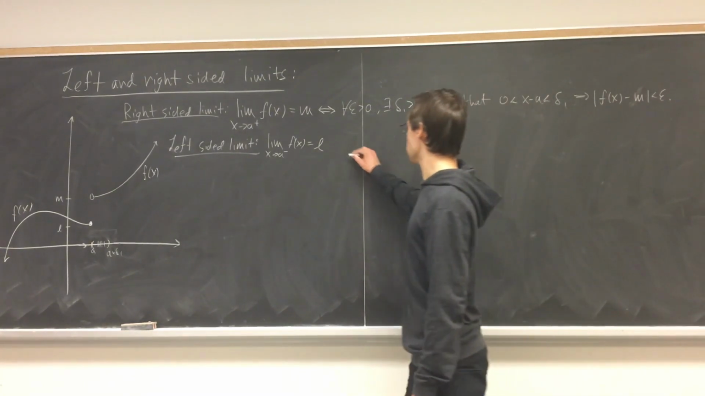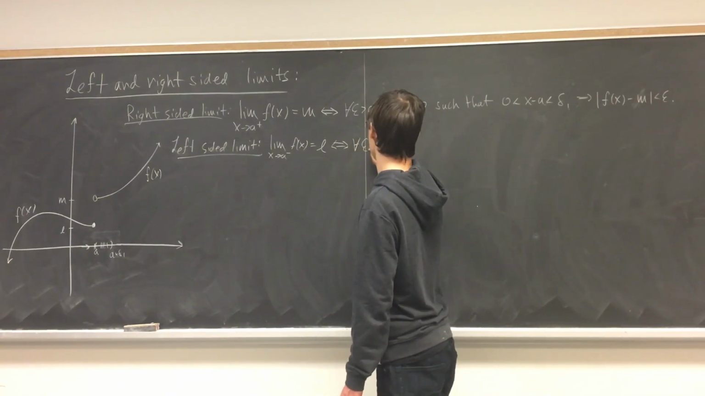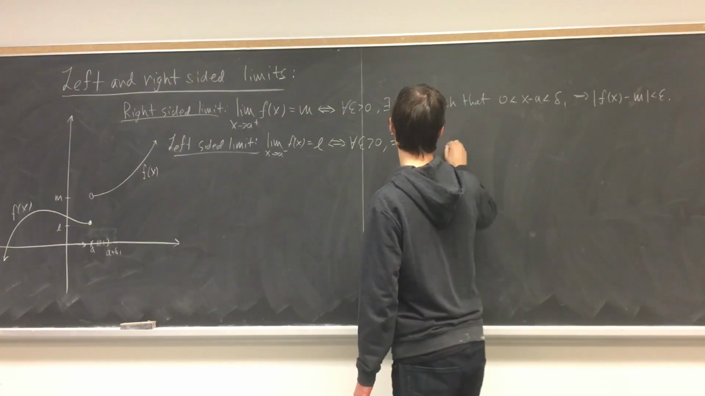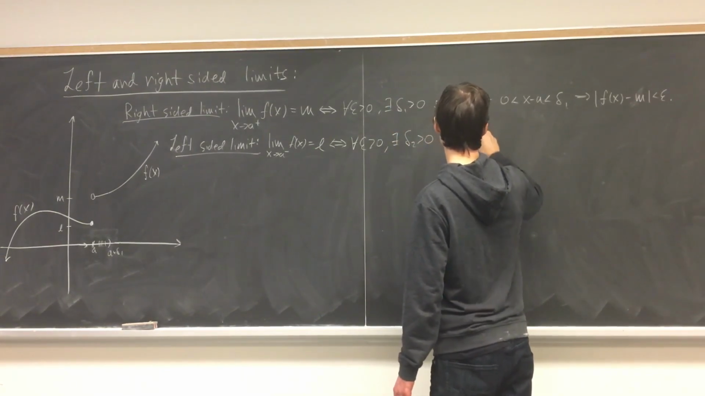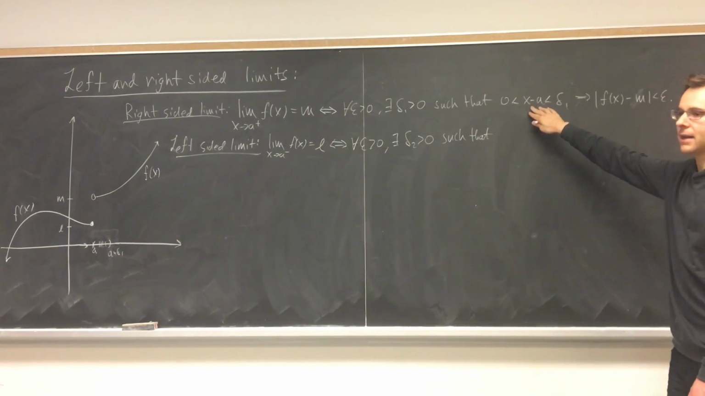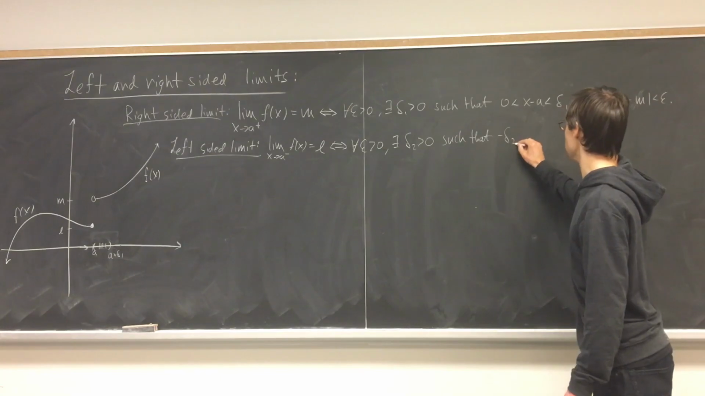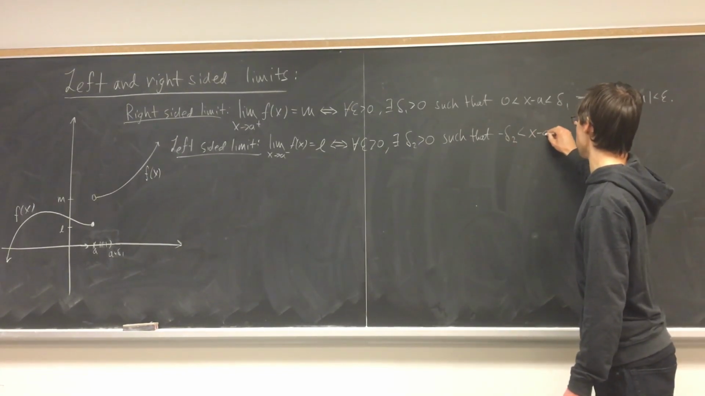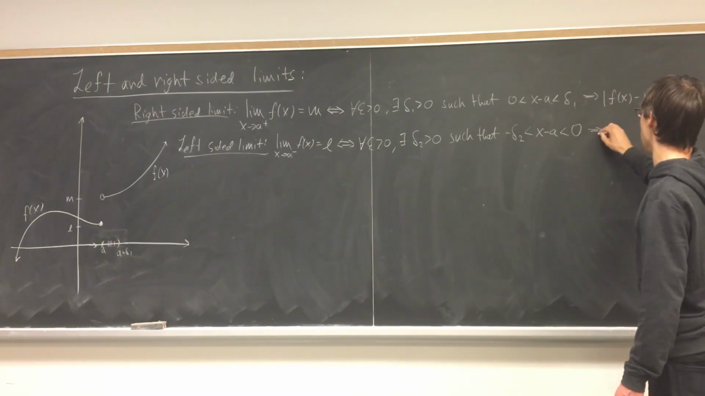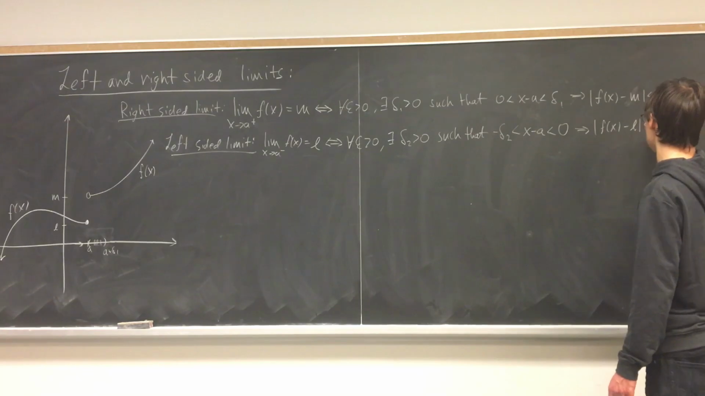The left-sided limit, formal definition, very, very similar. For all epsilon greater than 0, there's a different delta, delta 2 greater than 0, such that, and now we have to modify this to make it a left-sided limit, okay? We want negative delta 2 to be less than x minus a to be less than 0. And that's going to imply that absolute value of f of x minus L is less than epsilon.